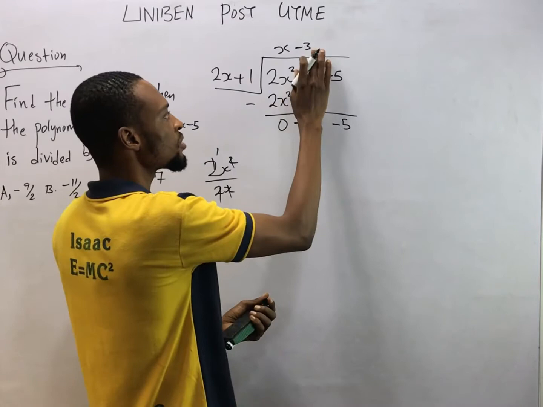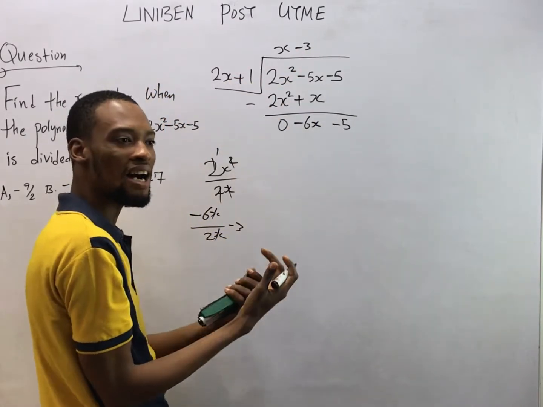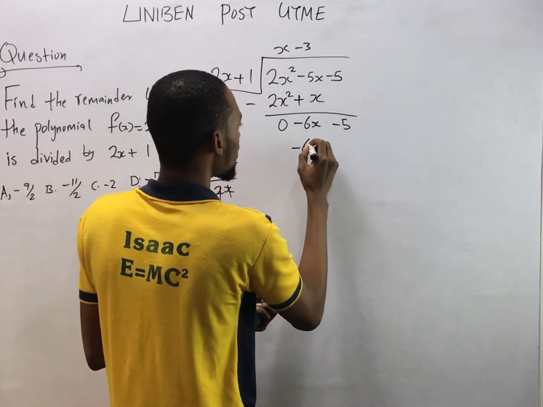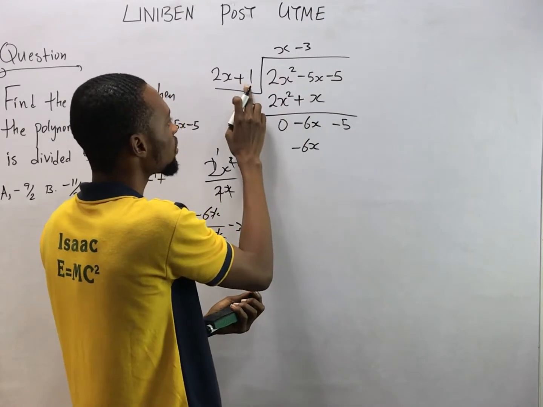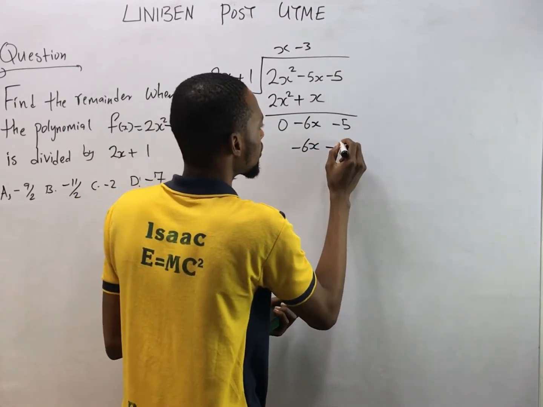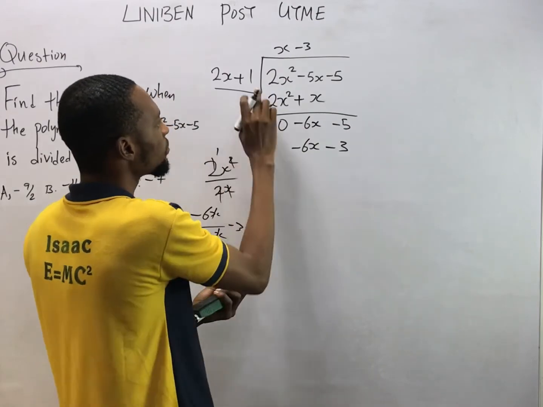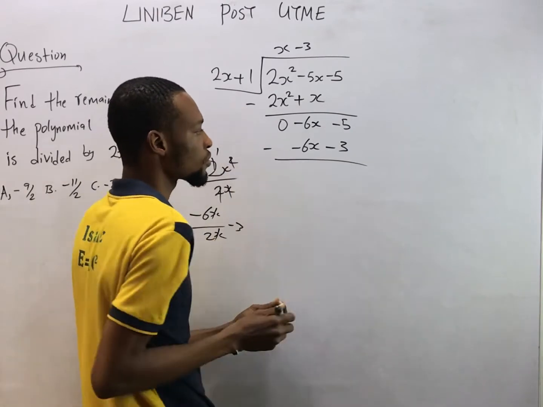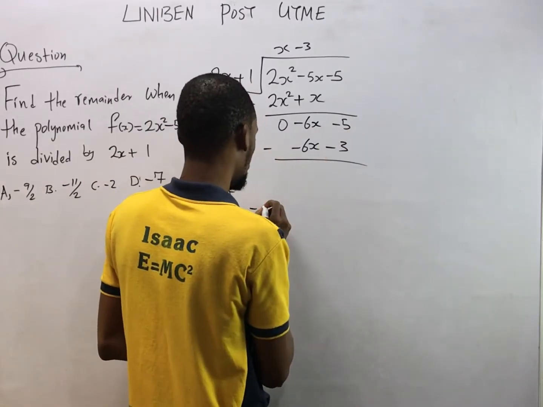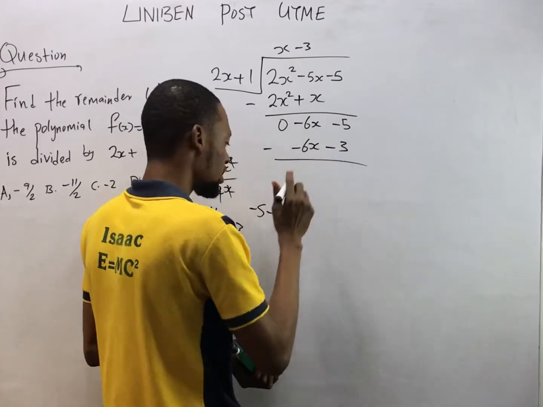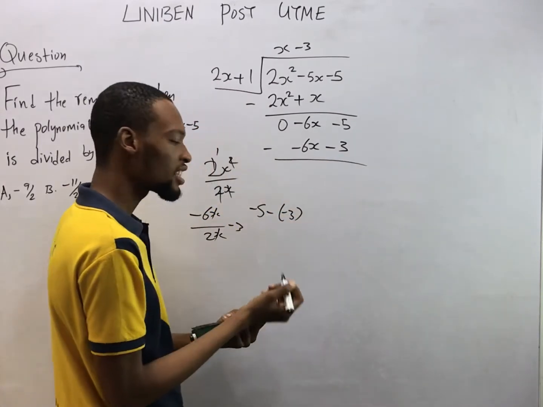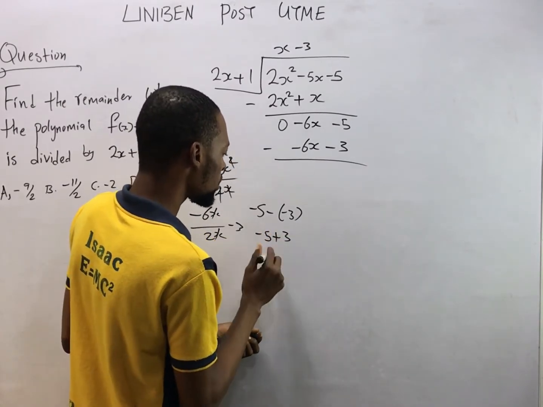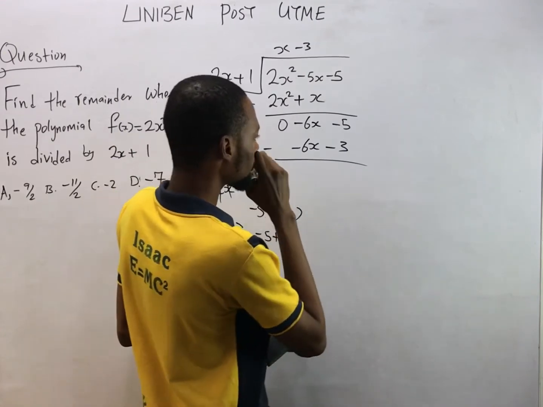Similarly, use this minus 3 to multiply these guys. To have minus 3 times 2s would give you minus 6s. Minus 3 times plus 1 would give you minus 3. We've multiplied. The next step is to subtract, just like we did earlier. So minus 5 minus, then here is minus 3. Minus 3 is the same thing as minus 5 plus 3. Minus 5 plus 3 is minus 2. So here is minus 2.